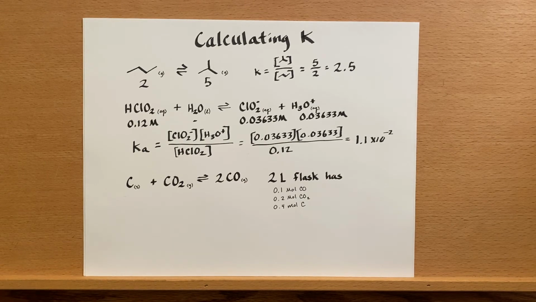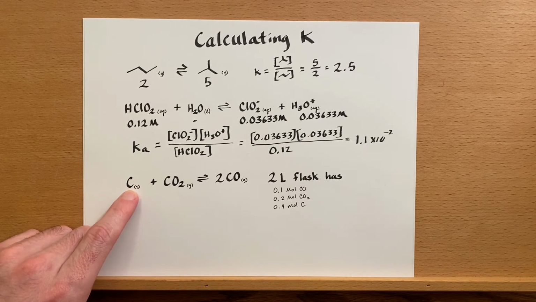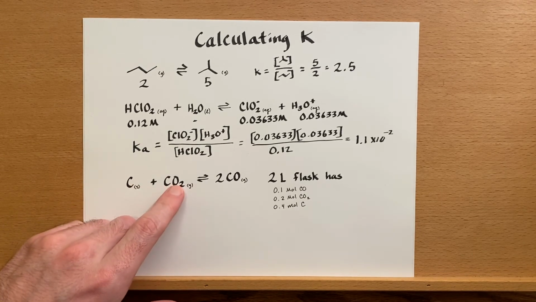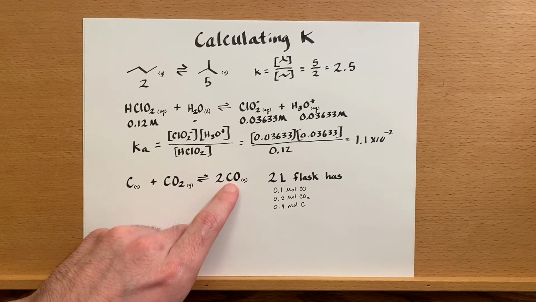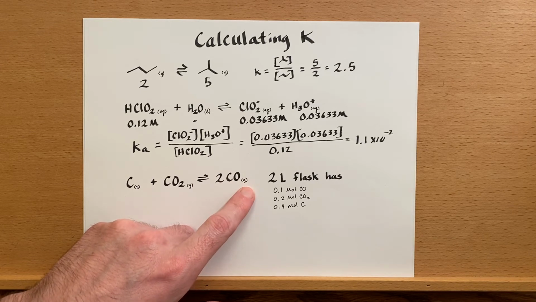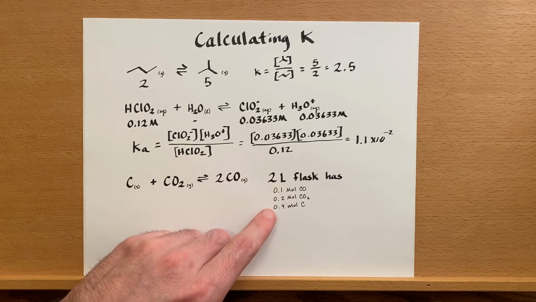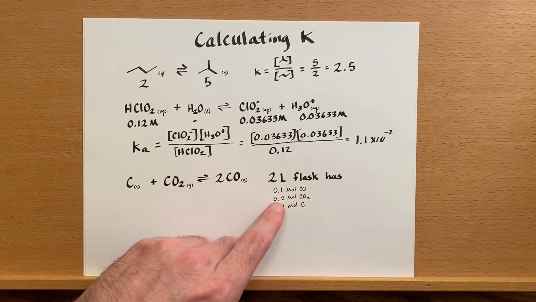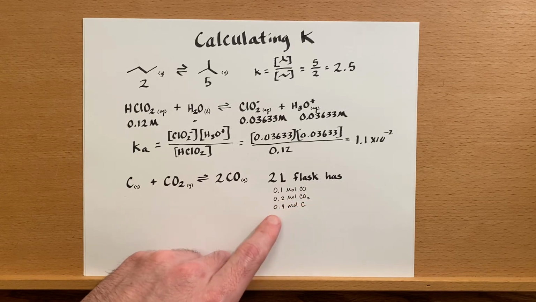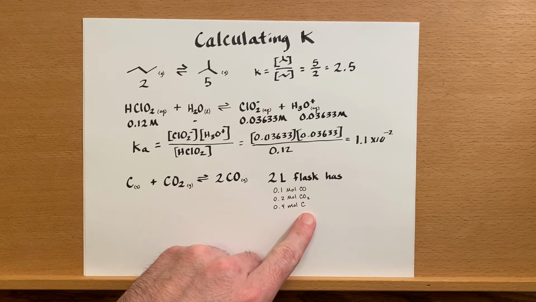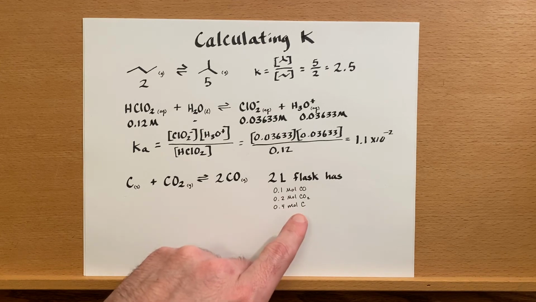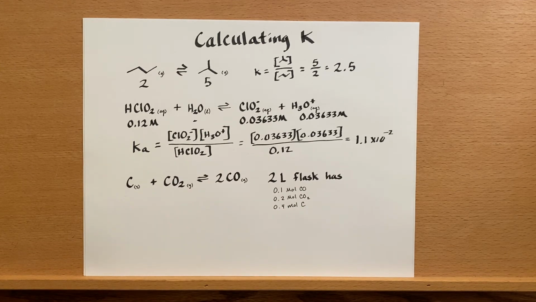All right, we have one more problem that I've prepared. And that is, we have a carbon solid plus carbon dioxide gas in equilibrium to make 2 carbon monoxide gases. And in a 2-liter flask, we've placed 0.1 mole of carbon monoxide, 0.2 mole of CO2, and 0.4 mole of carbon. Actually, that is the quantities at equilibrium. So we should evaluate the equilibrium constant.